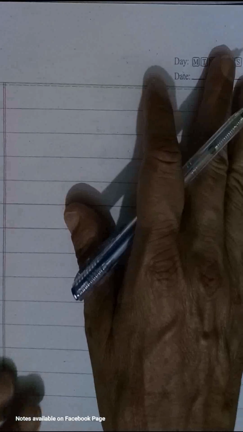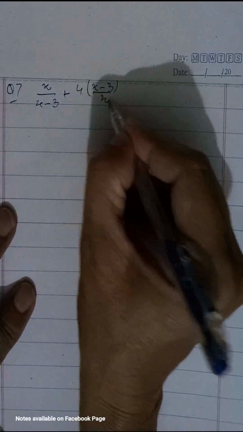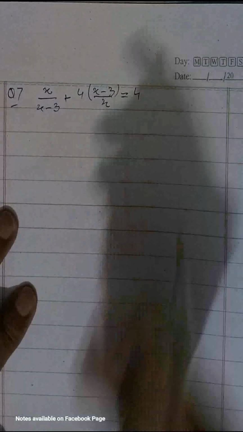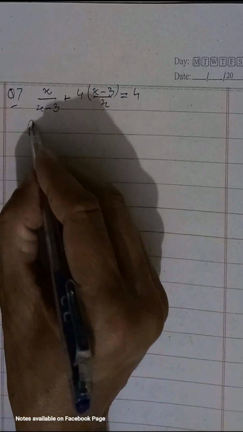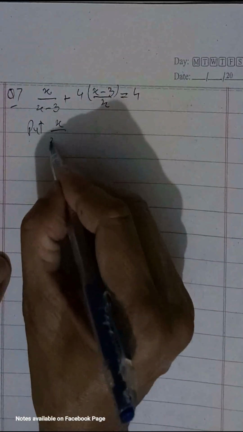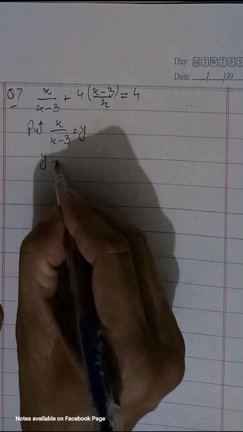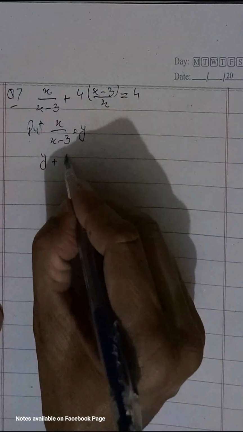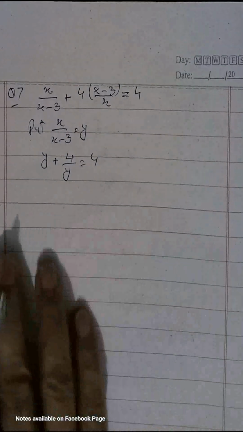Now question number 7, which is x over x minus 3 plus 4 times (x minus 3) over x is equal to 4. Now we put x over x minus 3 is equal to y. We get the value y plus 4 over y is equal to 4. Now we multiply y both sides.